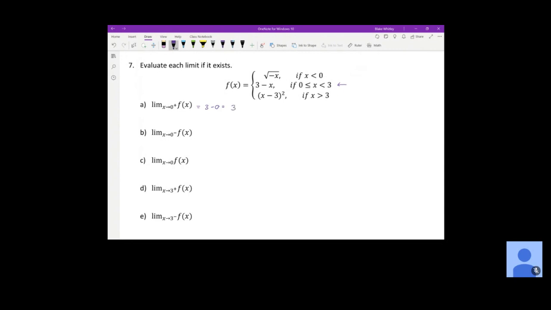So we're allowed to do direct substitution here. The key, though, is figuring out which piece we're looking at and making sure you're plugging into the right place. Any questions on that limit?